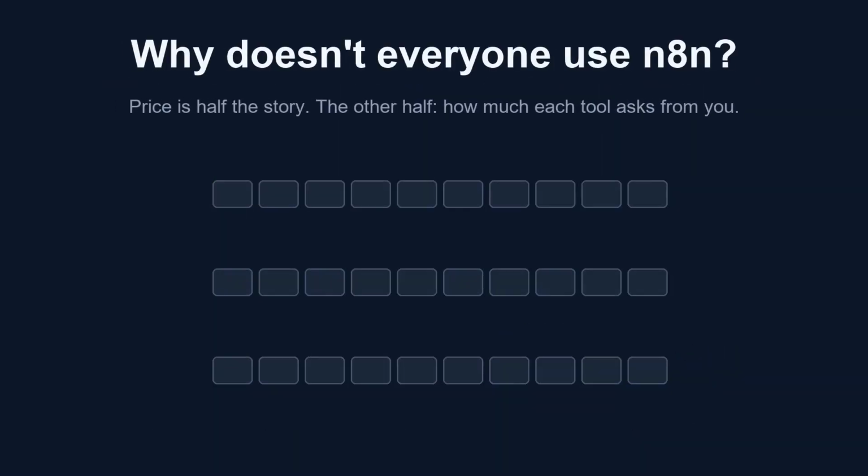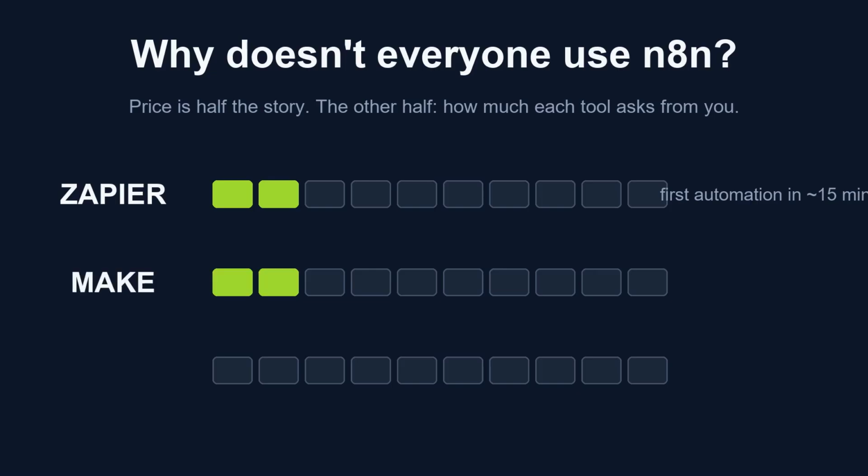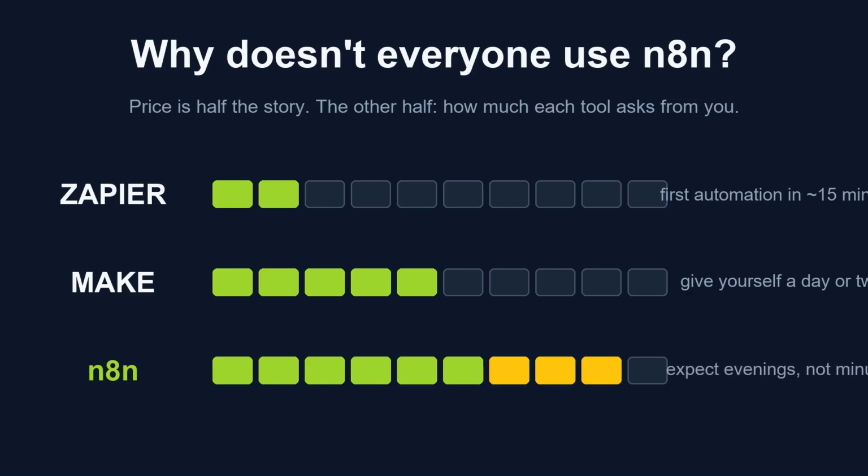If n8n is that much cheaper, why isn't everyone using it? Because price is only half the story. The other half is how much each tool asks from you. Zapier, most people build their first automation in 15 minutes. It's the friendliest software in this entire category. Make, give yourself a day or two. The visual canvas is powerful, but it has a learning curve. n8n, the steepest of the three. Not because it's badly designed, because it exposes real power. If you understood the Lego analogy from our first video, you already have the mindset. But expect evenings, not minutes.